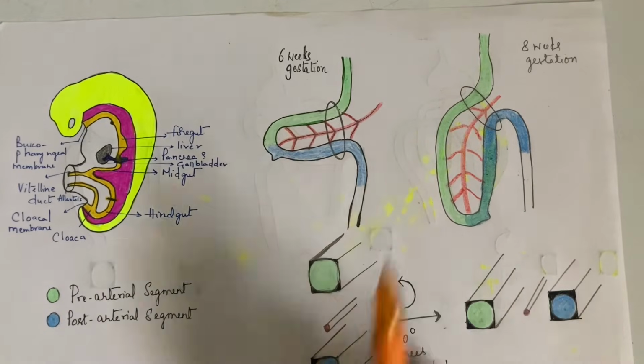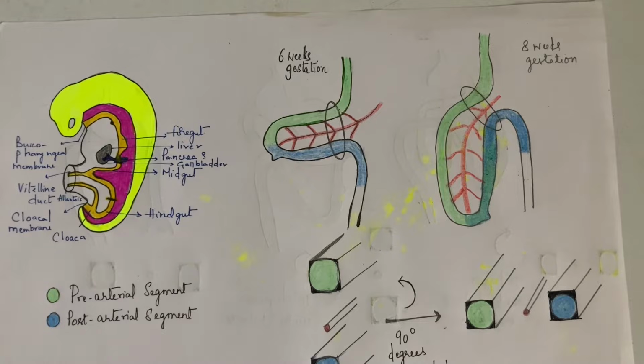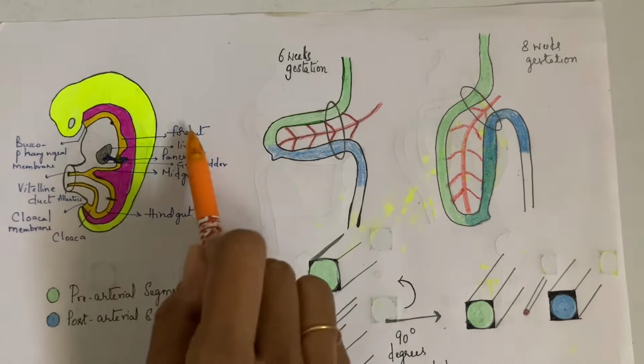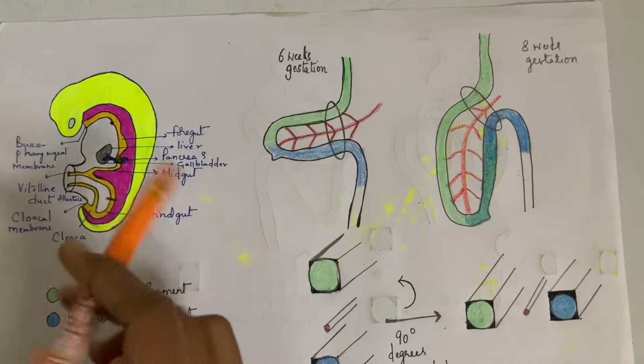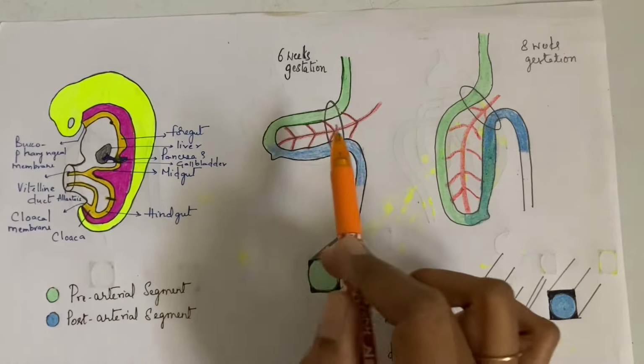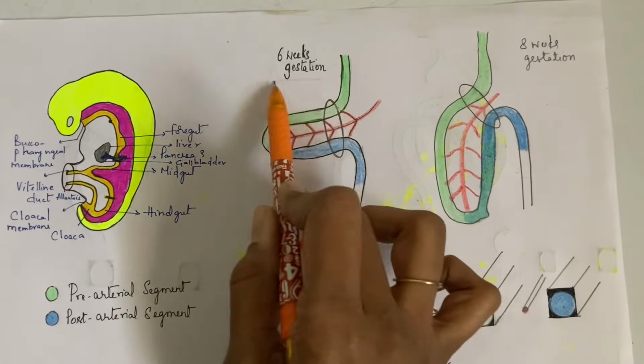Today we'll be discussing gut rotation embryology. So normally this is the future gut. We have foregut, midgut and hindgut. We'll be concentrating on this midgut. What happens during the 6th week of intrauterine life?